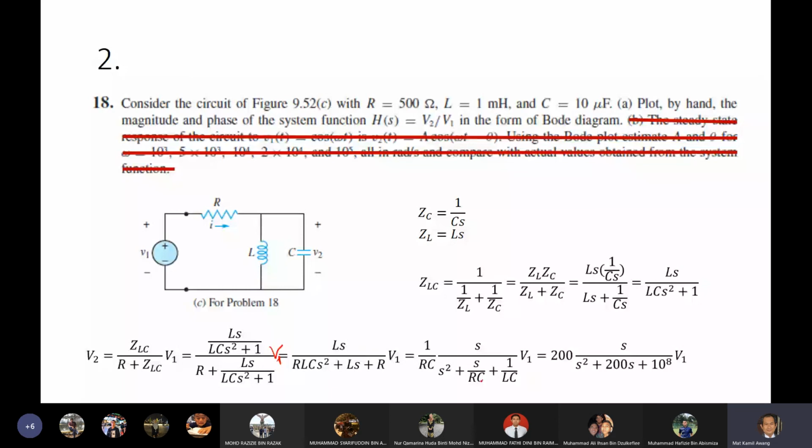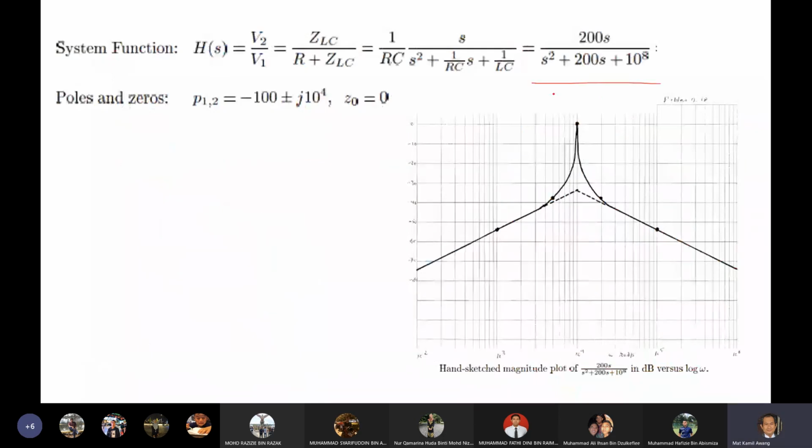So finally, when you plug in the values, you get 200 times s over s squared plus 200s plus 10 to the power of 8, times V1. So this is actually the formula for V2. From here, you can find the H of s, which is V2 over V1, and this is given by this: 200s divided by s squared plus 200s plus 10 to the power of 8.